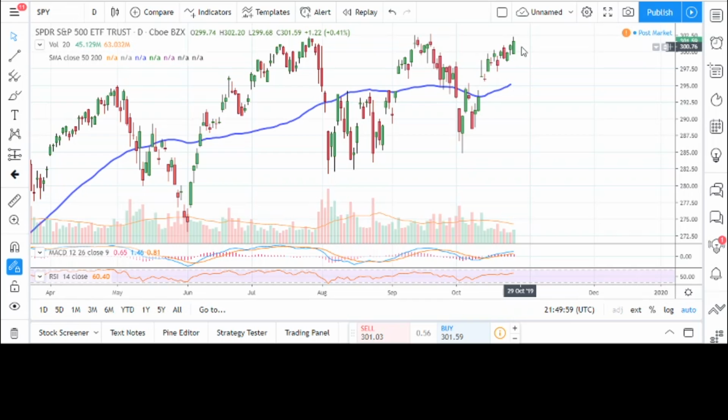How it is confirmed that it is in a distribution phase is a topic for another day, or maybe I might share it by the end of the video. So stay tuned and see what I have to say about the distribution phase. But for now, we are going to talk about the double top here.